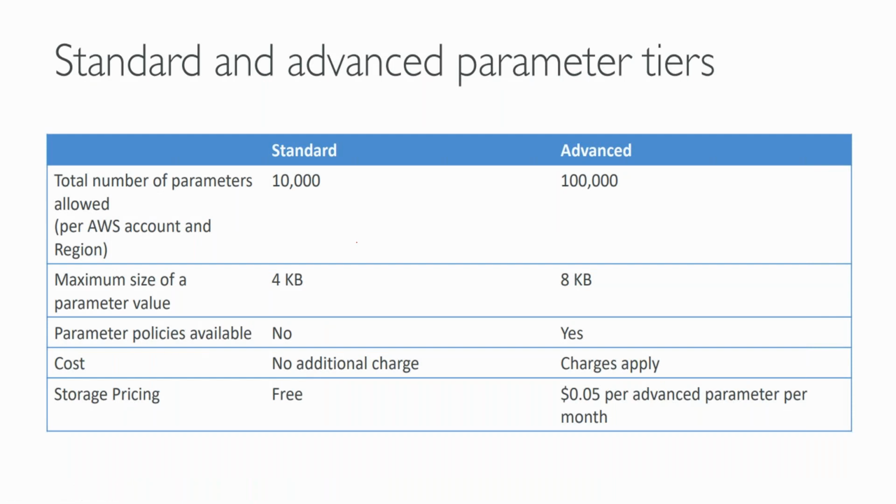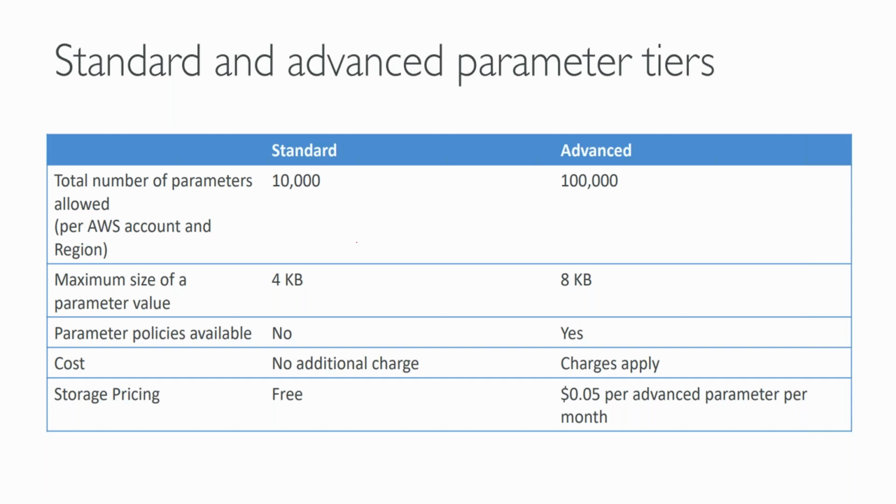So in standard, we have 10,000 parameters loaded. In advanced, we have 1 lakh. Then we have the maximum size of a parameter value. If you are going for standard, it is 4 KB. If you are going for advanced, then it will be 8 KB, right?